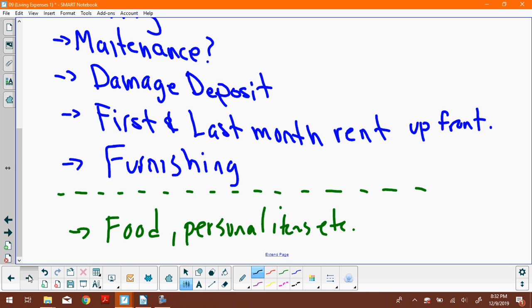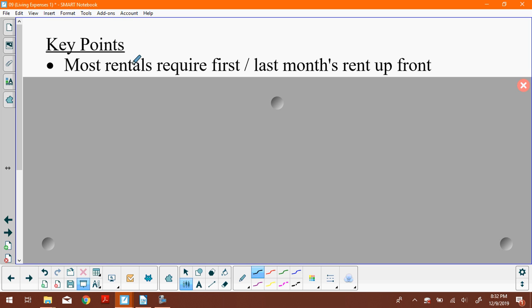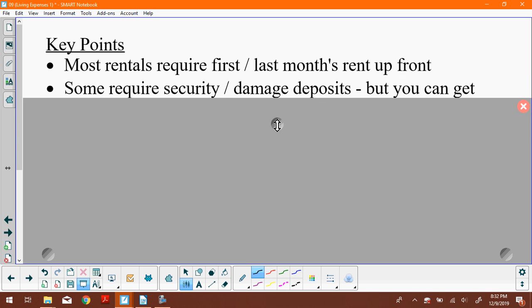So in summary here, this part I would like you to write down, especially if you don't have any of the brainstorming stuff down. Most rentals require first and last month's rent up front. Sorry, not or, and. You have to pay both at the beginning, but that means the last month is already paid when the end of the contract comes up.